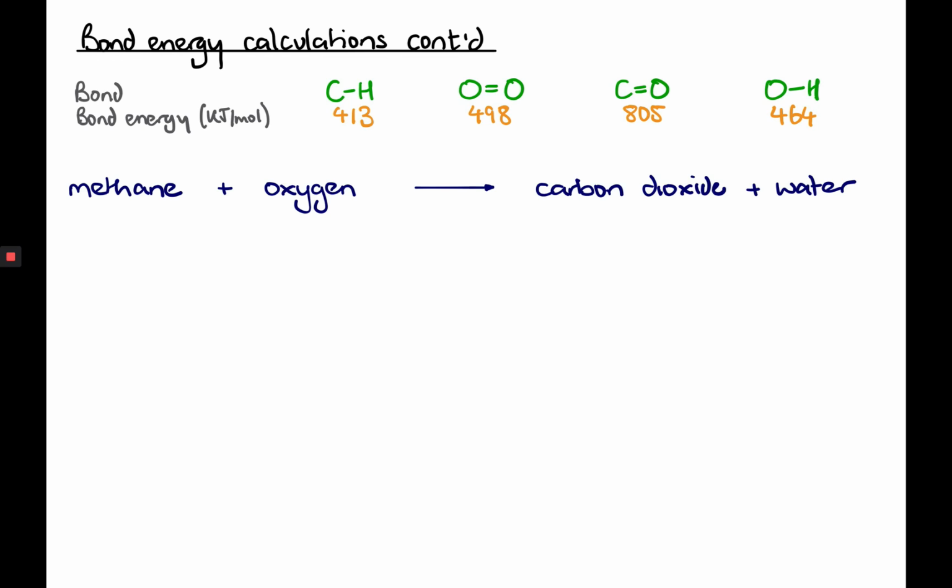We're going to do the reaction that's taking place when we use our Bunsen burner. So that's our methane and oxygen going to carbon dioxide and water. So we need to have a balanced equation. So we got our methane molecule, 2 oxygen molecules, carbon dioxide molecule, and 2 water molecules.